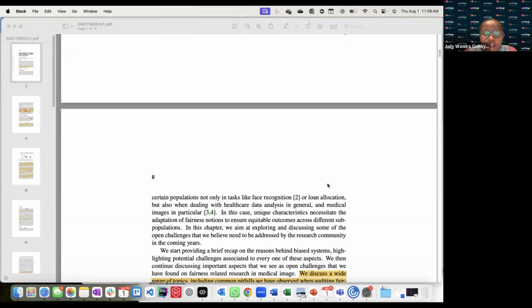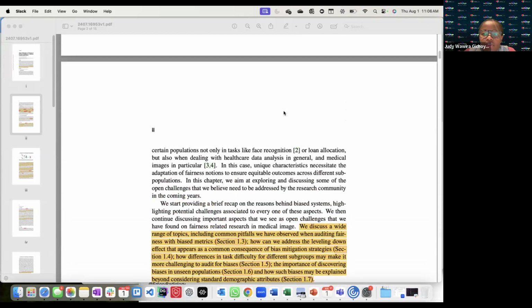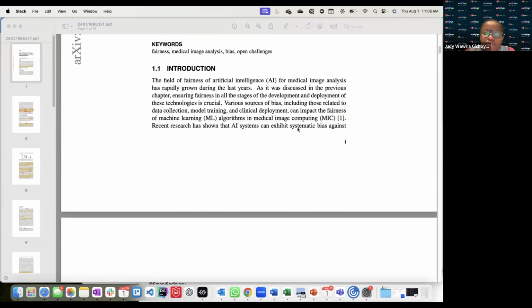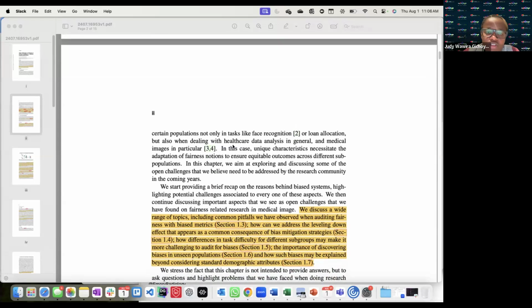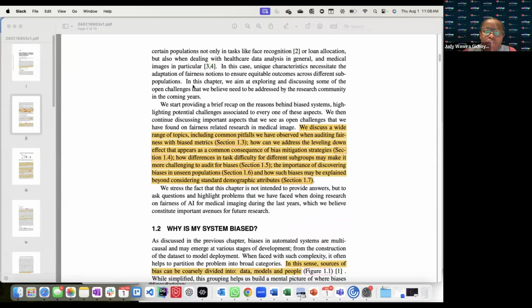So the paper starts off talking about the issue of fairness and that bias can exist not just in medical imaging, but face recognition, loan allocation, healthcare data. So this paper should be familiar to most people in this group, and sets this as a grand challenge work that needs to be done.